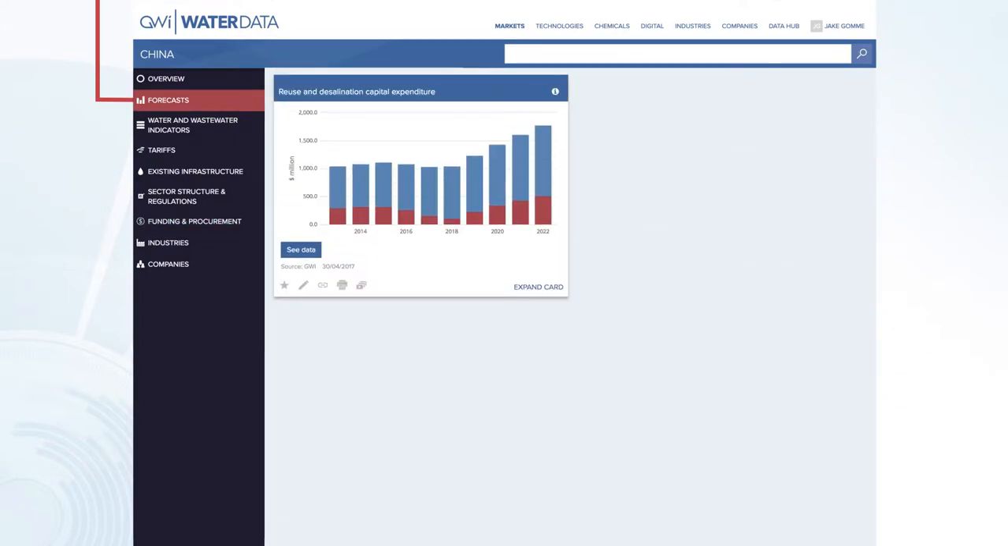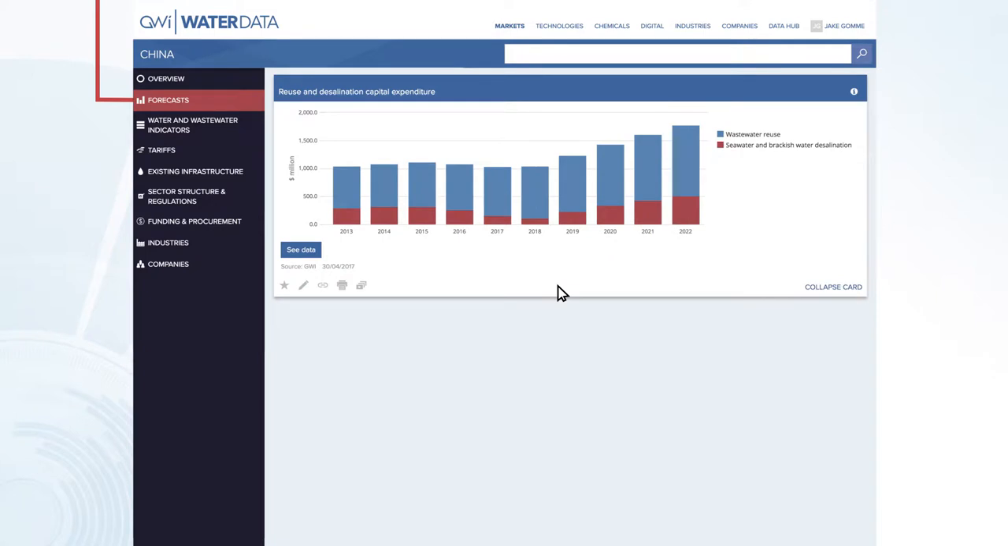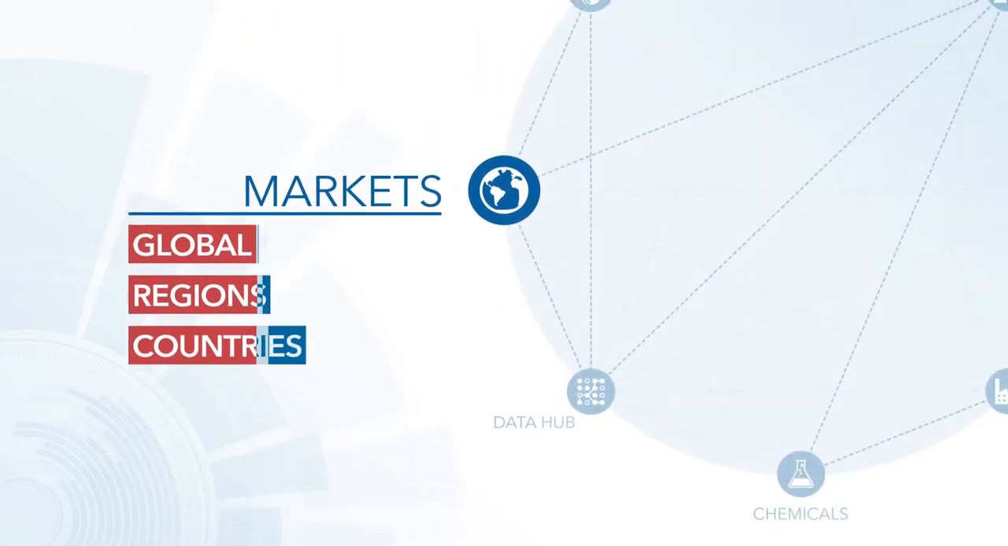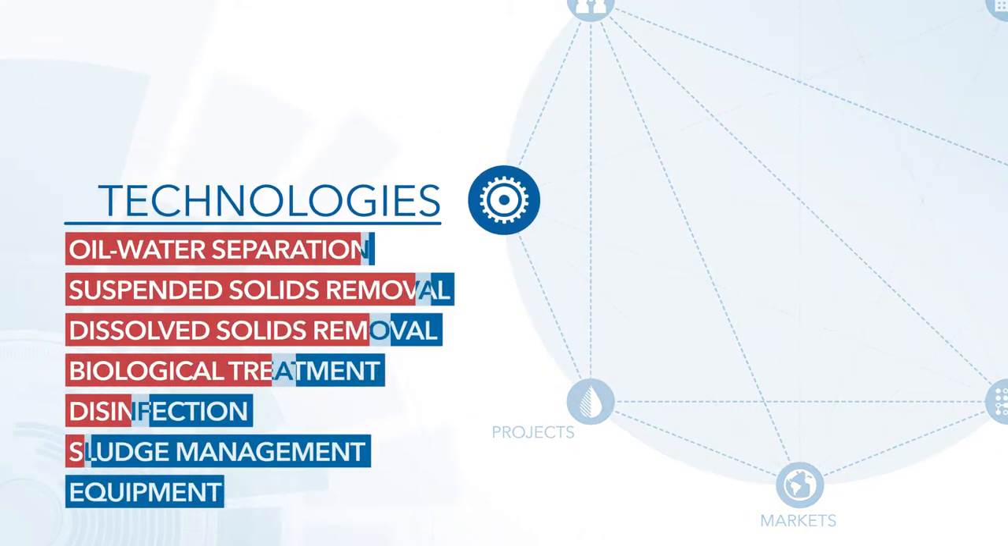Top-level CapEx, OpEx, and product forecasts are broken down by application, sector, technology, and region. Mine, export, and analyze the data. Water Data also tracks emerging technology trends and solutions across 7 key domains. Assess the opportunities for your solutions or identify potential investment opportunities.